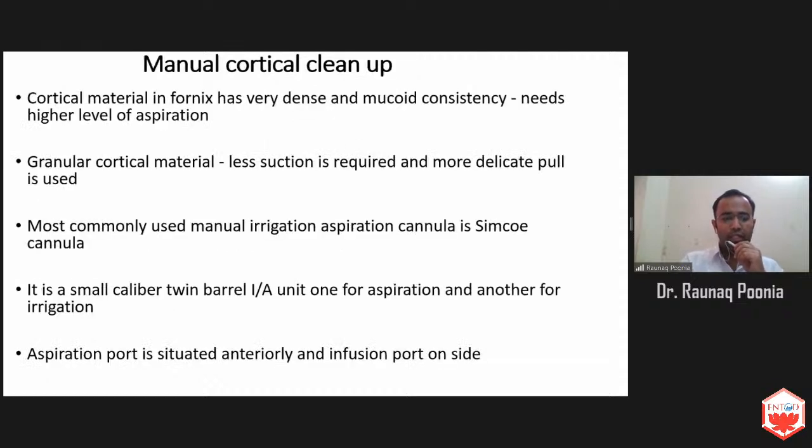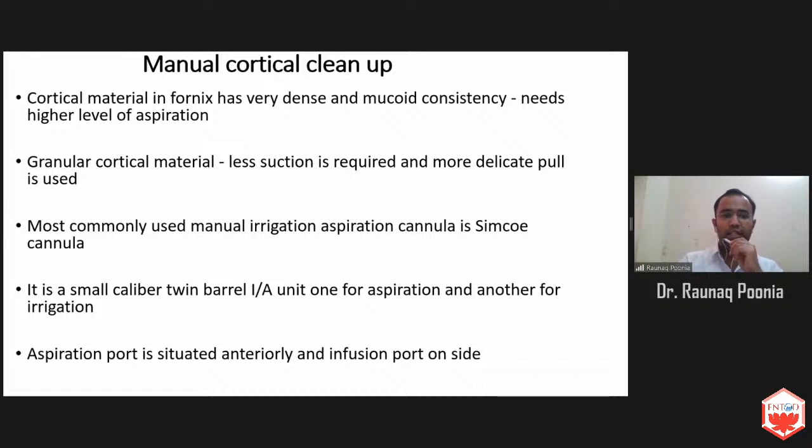Now, manual cortical cleanup is an easily mastered technique and has great safety, flexibility, and reliability. The cortical material in the fornix has a very dense and mucoid consistency and needs a higher level of aspiration. In granular cortical material, less suction is required and a more delicate pull is used.